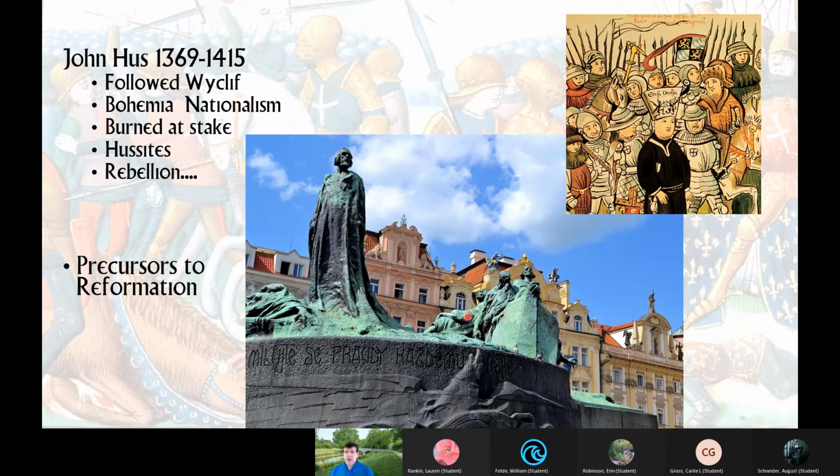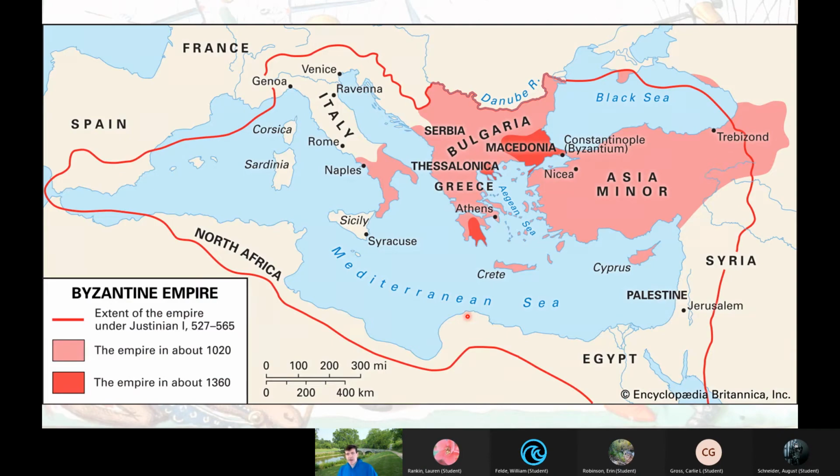And these two men will be precursors to the Reformation, the Protestant Reformation of the 16th century. And there'll be two big technological changes between Wycliffe and Hus and the Reformation and Martin Luther. What's the big deal? The Renaissance, the printing press. They could get the information out there. So that's this right here.